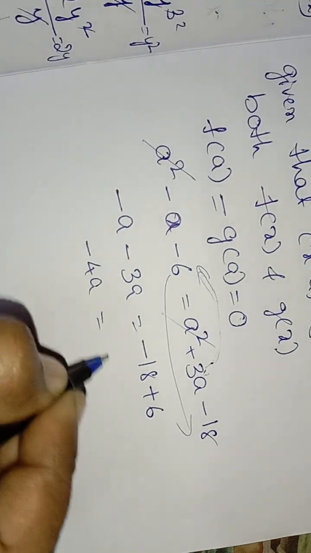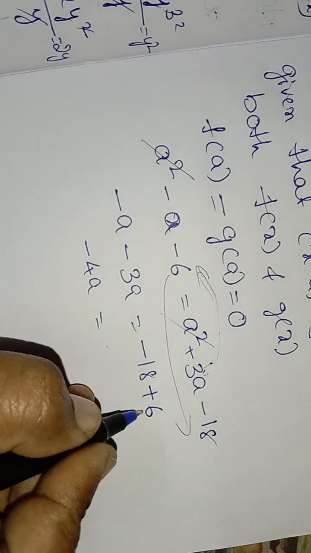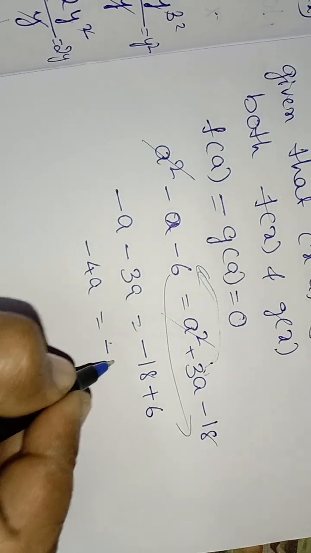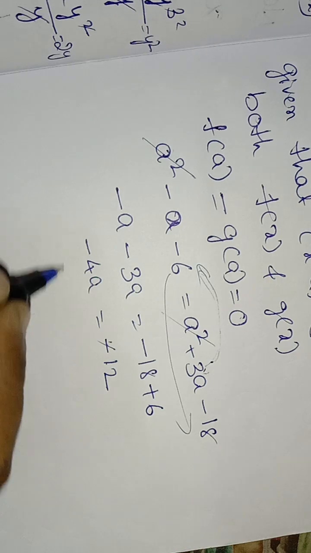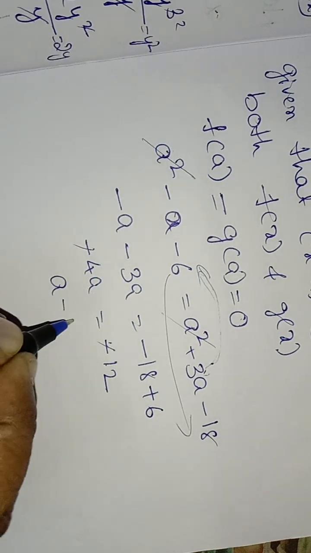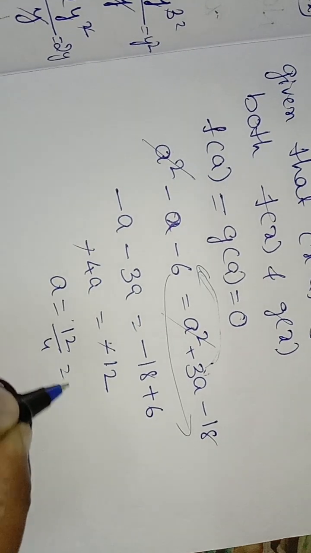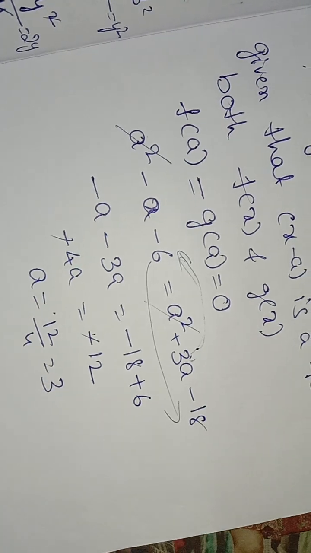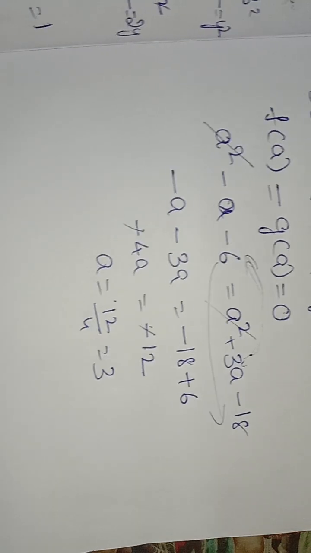Minus 4a equals minus 18 plus 6, it is minus 12. That means if I cancel, a equals 12 by 4, which is 3, right? A equals 3.